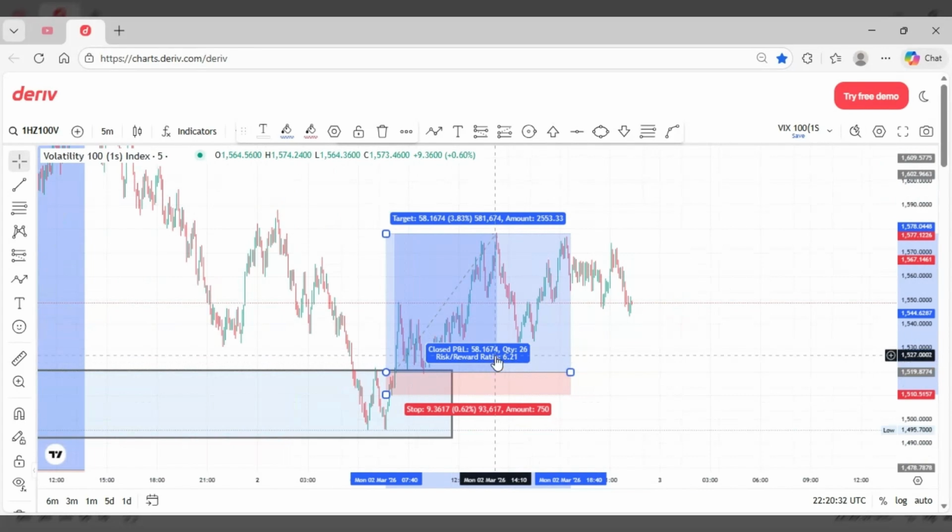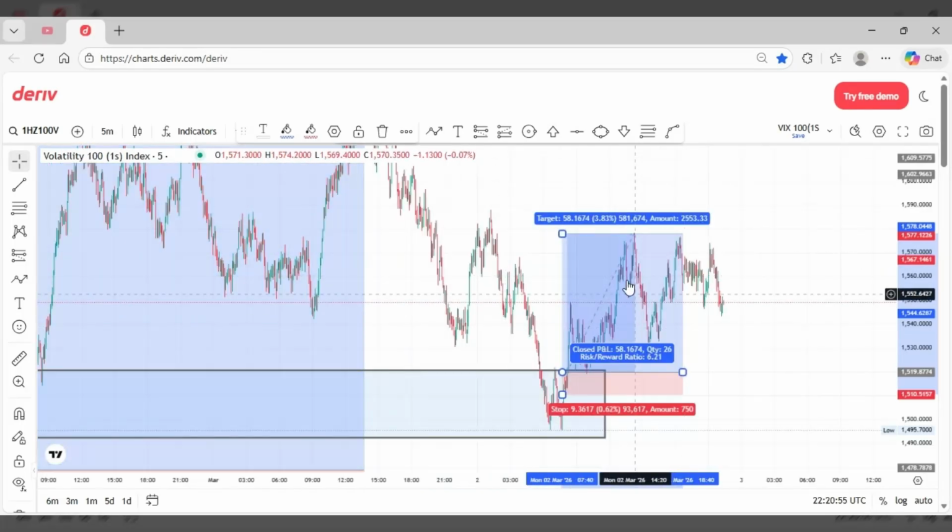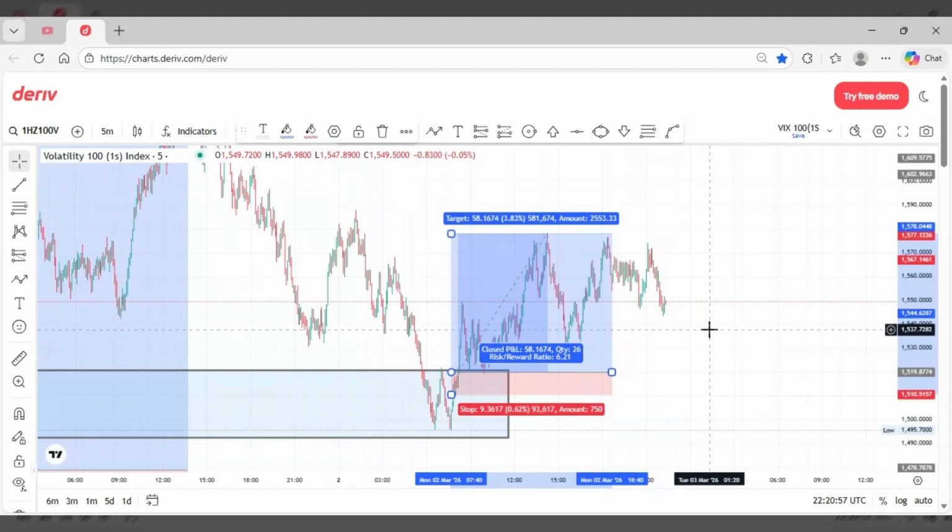Even if I'm risking as low as $10, I'm making $60. If I'm risking $100 here, I'm making $600. If I'm risking $1,000, this is $6,000. If I'm risking $10,000, this is $60,000. And if I'm risking 100,000 US dollars, this is 600,000 US dollars. 1:6, bro. This is simple. I'm showing you what I'm doing step by step.